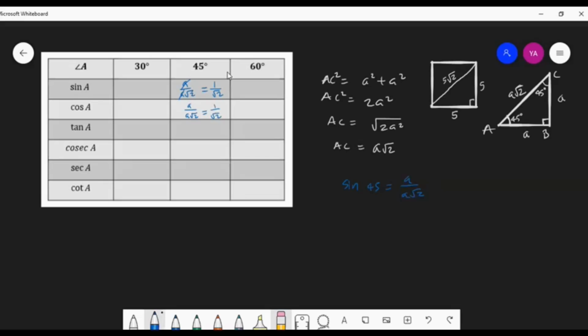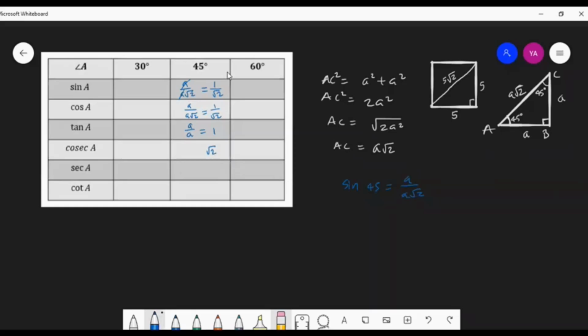Okay, then what will be tan A in this picture? Tan 45, a by a. What is a by a? 1. Okay, then what is cosec A? Root 2. You just take the reciprocal of 1 by root 2, sin A. So that is root 2 by 1, that is simply root 2.